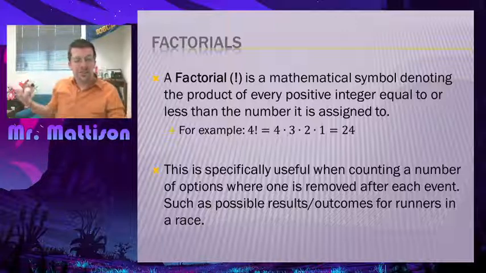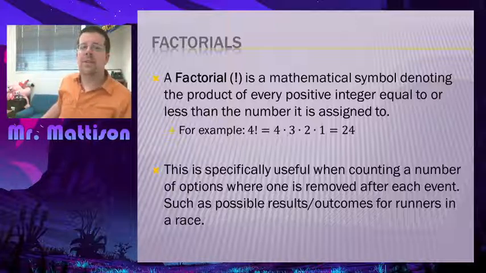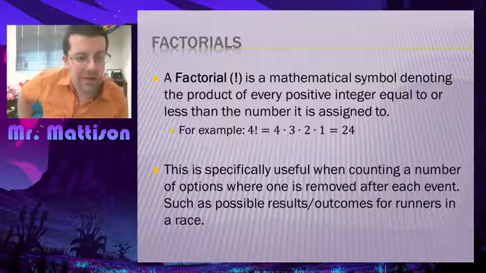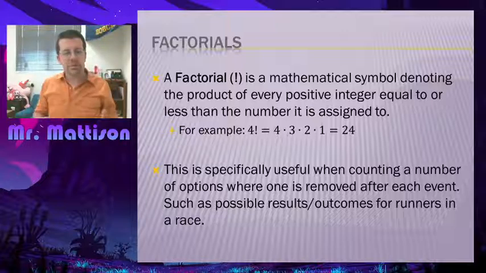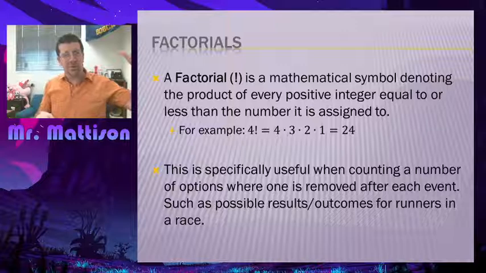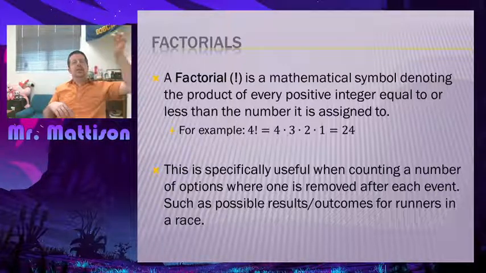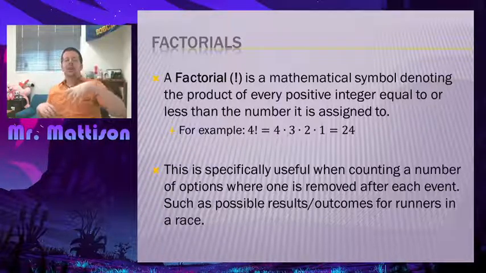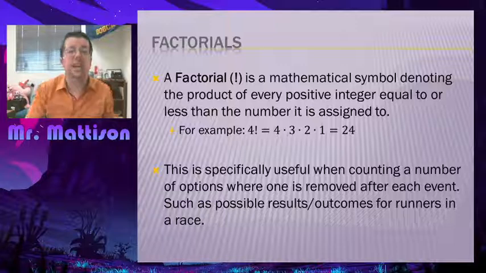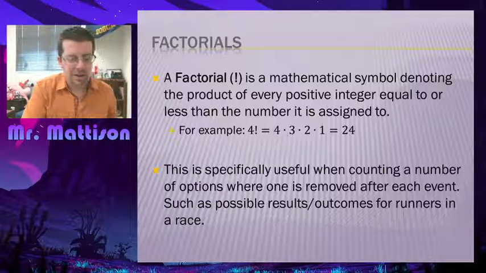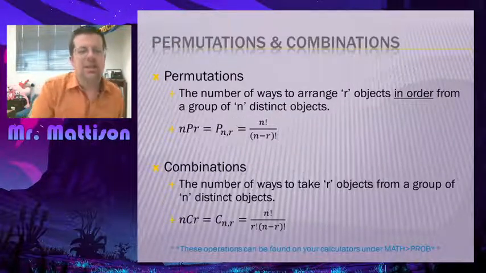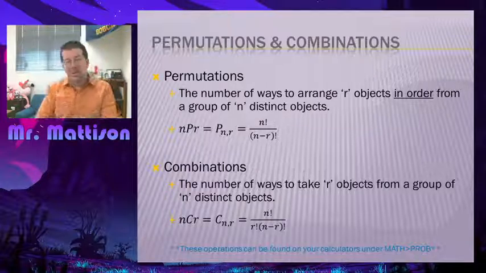So I could simplify that by just saying 5 factorial is my number of options for 5 people running in a race. And that's effectively where this gets used, because we quite often take this times 1 less times 1 less times 1 less because of those options being removed as they go down that list. So that leads us into what are called permutations and combinations.